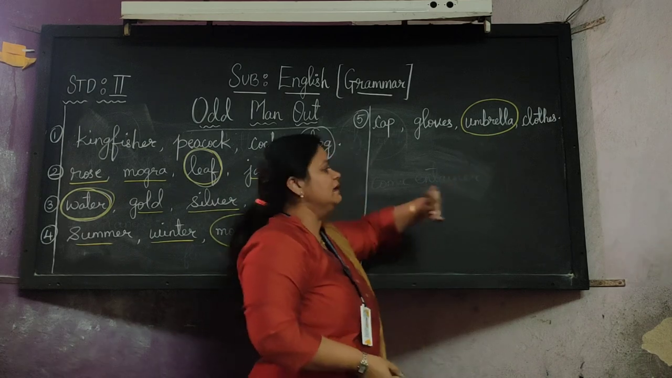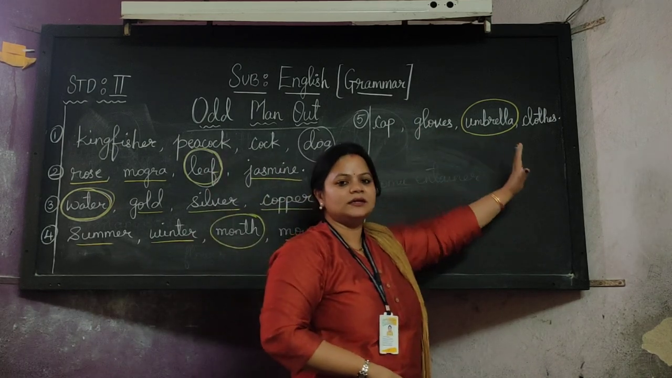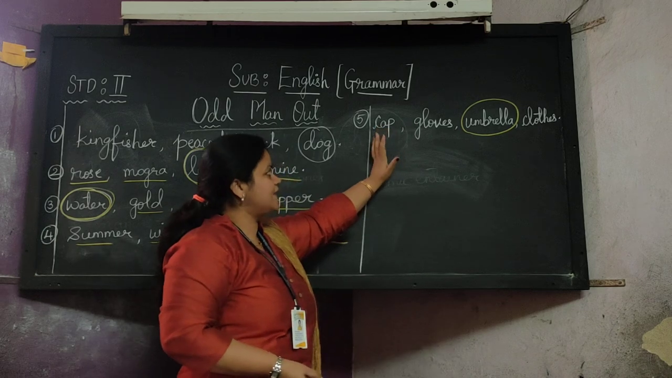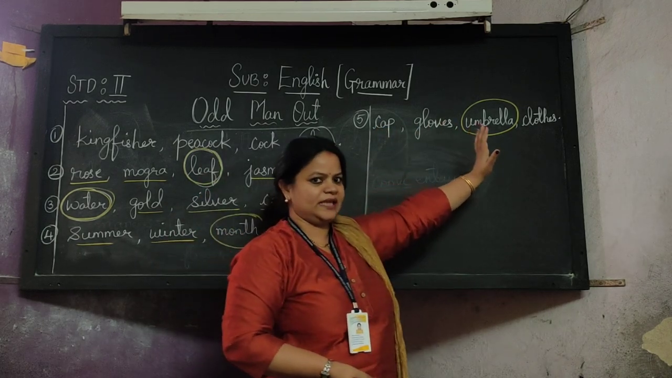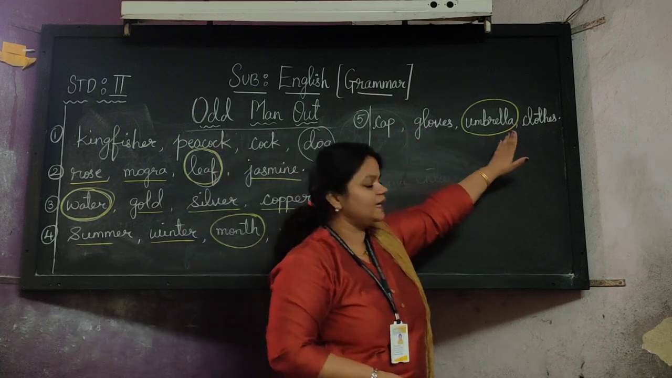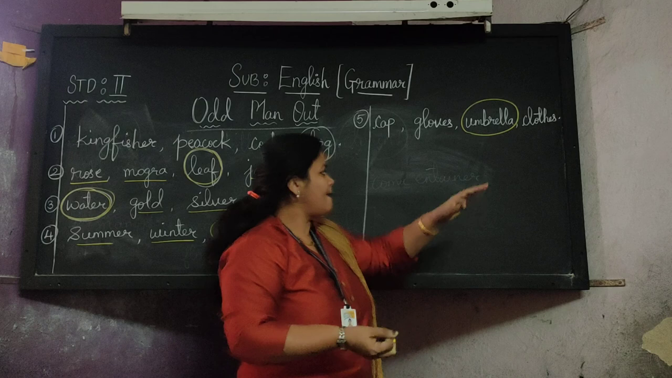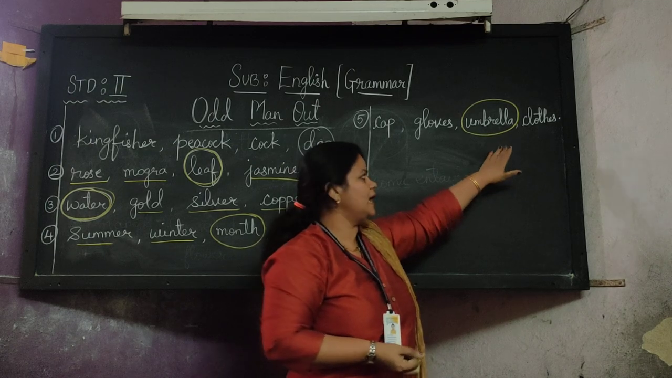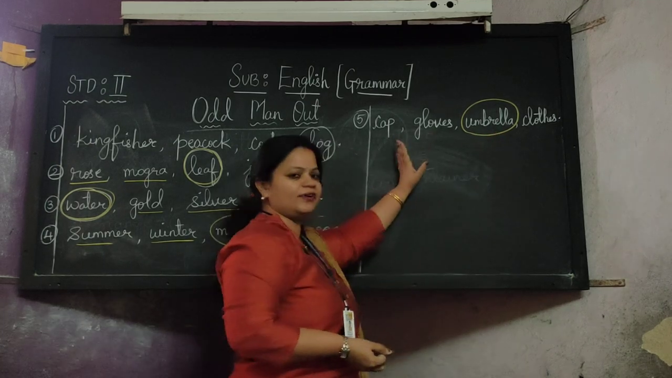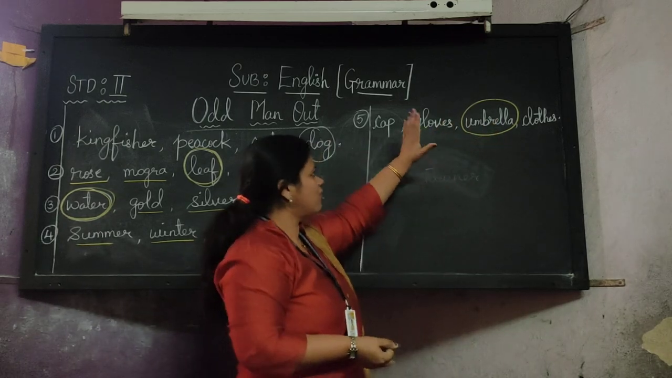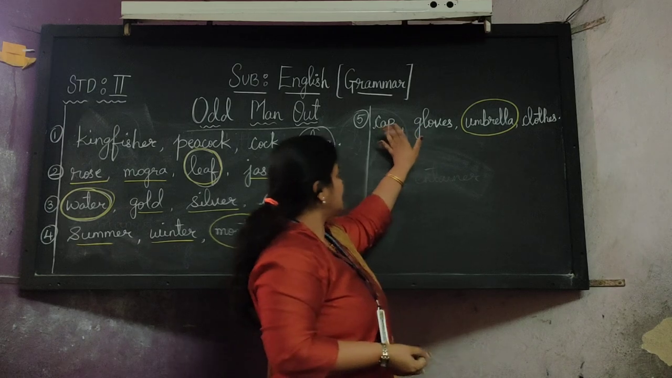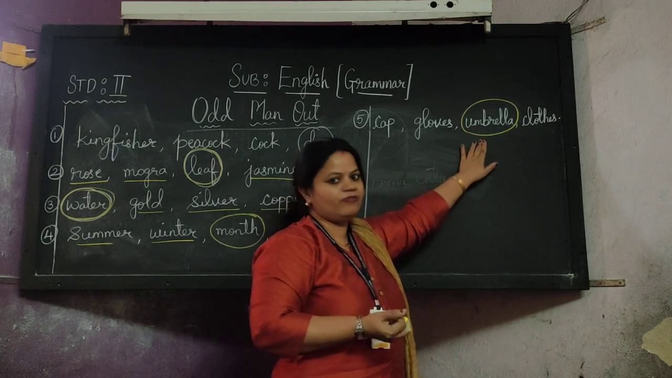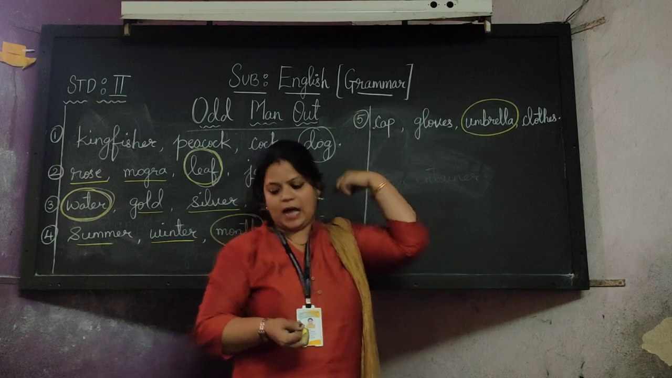Umbrella is exactly different from the other group of words. Umbrella is a thing. Yes? And the cap, gloves are also things, clothes are also things. But cap, gloves and clothes, we can wear. But the umbrella, can we wear it? No. So that's why umbrella is an odd man out. All are names of things, but things like cap, gloves and clothes we can wear, whereas an umbrella we cannot wear. That's why umbrella is the odd man out.